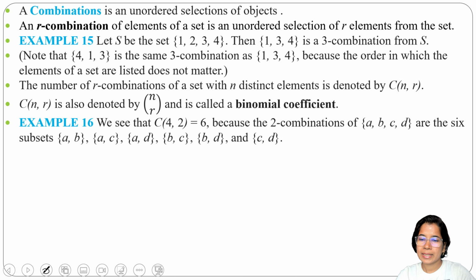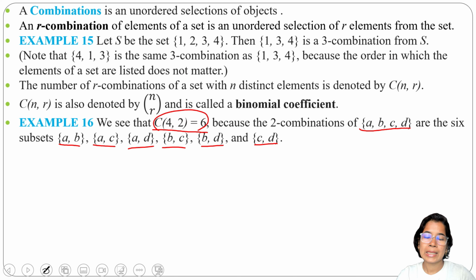Now example 16: C(4,2) equals 6. It means we have 4 elements, and from those we can choose 2 elements in 6 ways. Suppose we have A, B, C, D. From that we can choose AB, AC, AD, then BC, BD, CD. So we can select 2 elements from 4 elements in 6 ways. That's why C(4,2) equals 6.